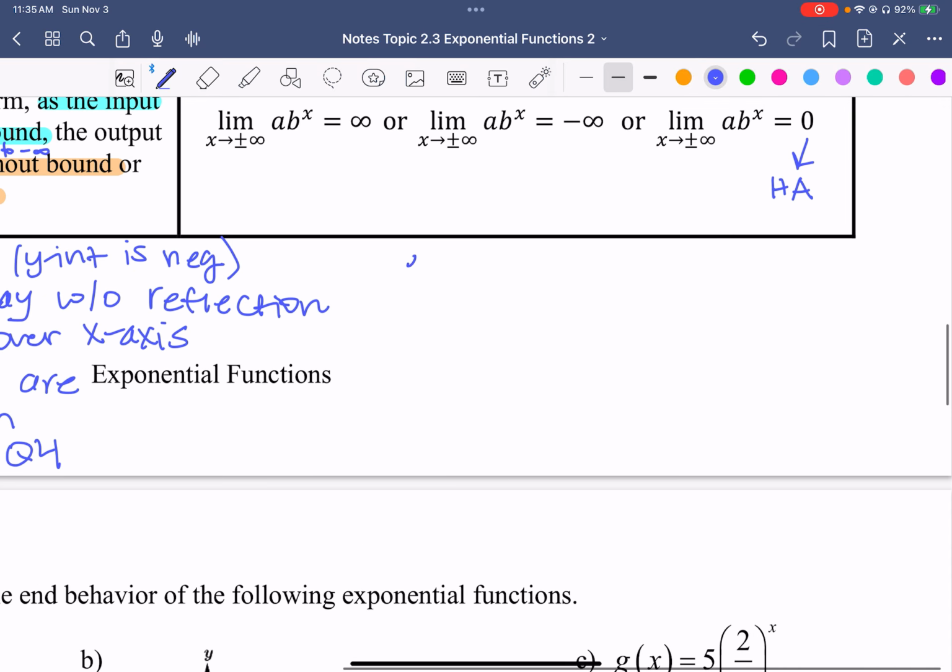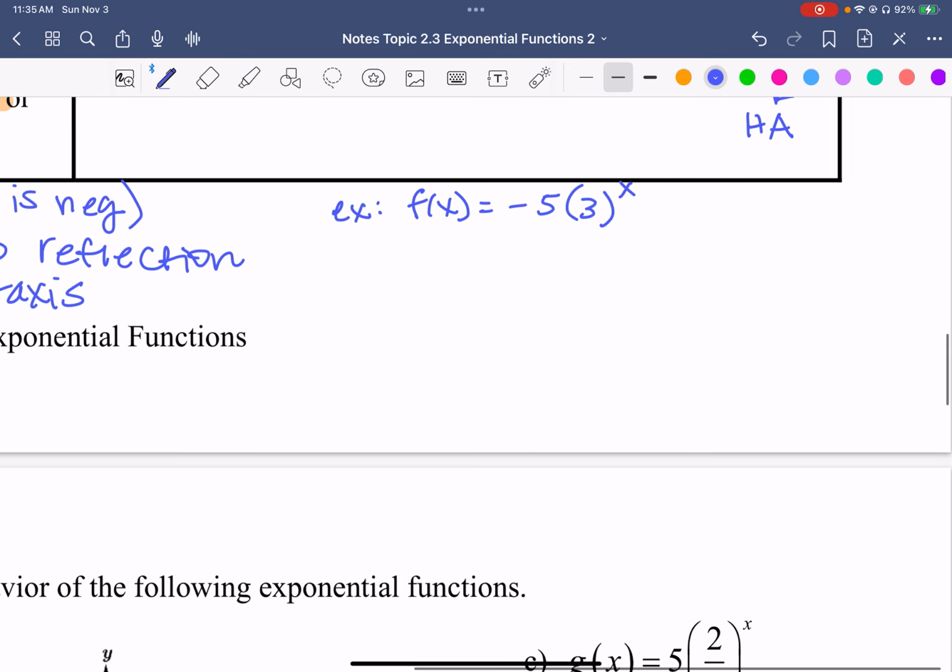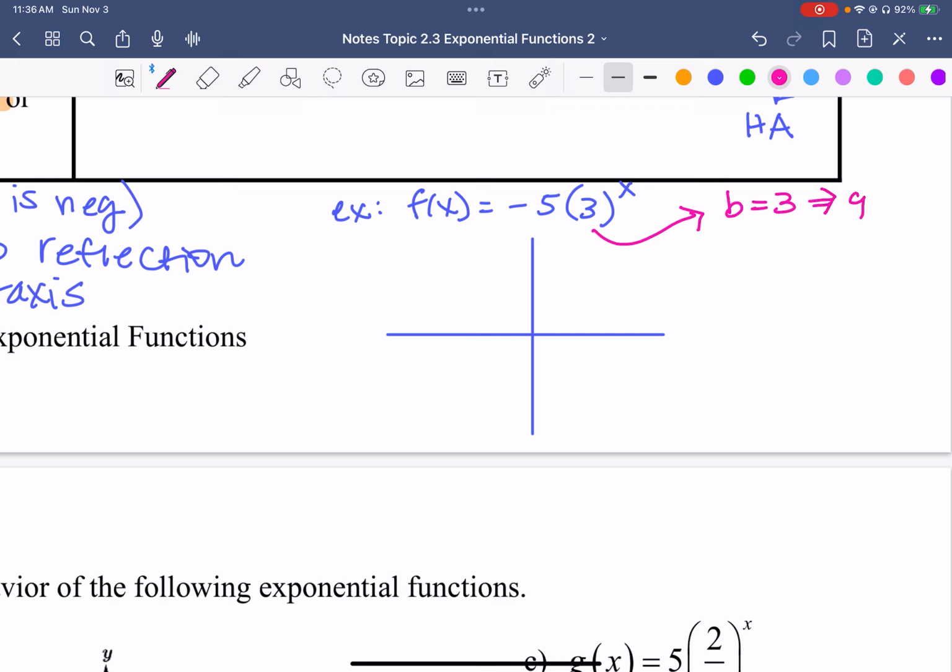Okay, so let's do an example. Let's say I give you f of x is equal to negative 5 times 3 to the power of x. Okay, so to graph these by hand, you first need to figure out if it's growth or decay. And you do that by looking at the base. So I know that this base is 3. Remember that if your base is greater than 1, it's going to represent growth. So first, you're going to graph the growth in the top quadrants, okay? So that means I need to start low, and then I'm going to go up to represent my growth.